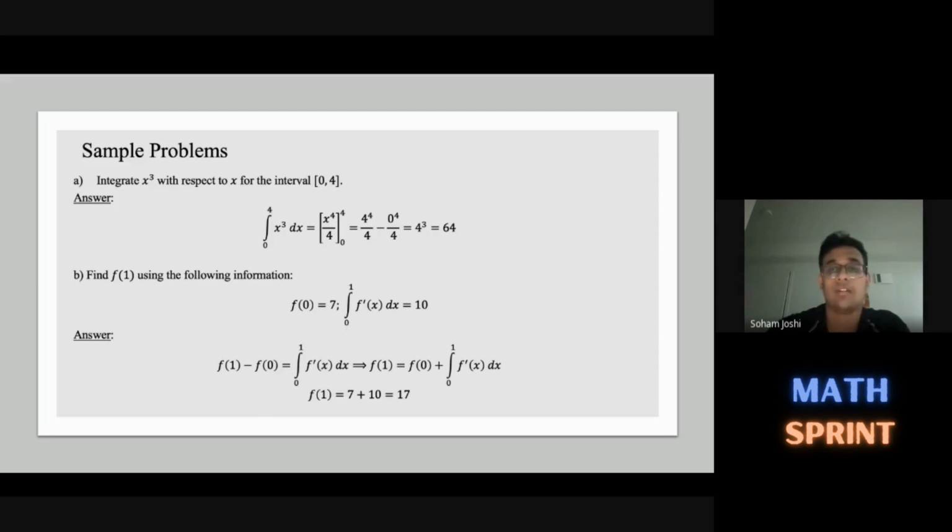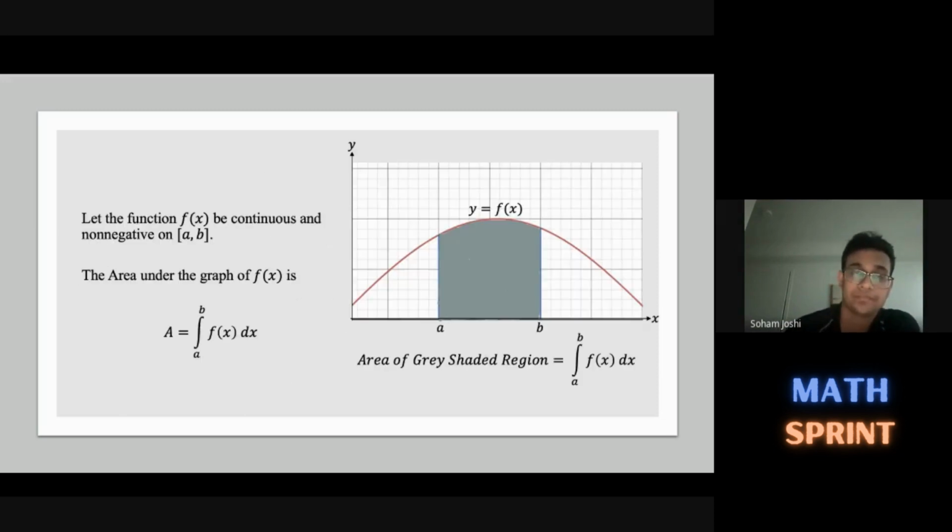That's what the second fundamental theorem of calculus implies. So when we rearrange the terms, you will find that f of 1 is equal to f of 0 plus that definite integral of f dash of x with respect to x. So in that sense, we just add 7 and 10, and we end up with an answer of 17. So f of 1 is equal to 17.